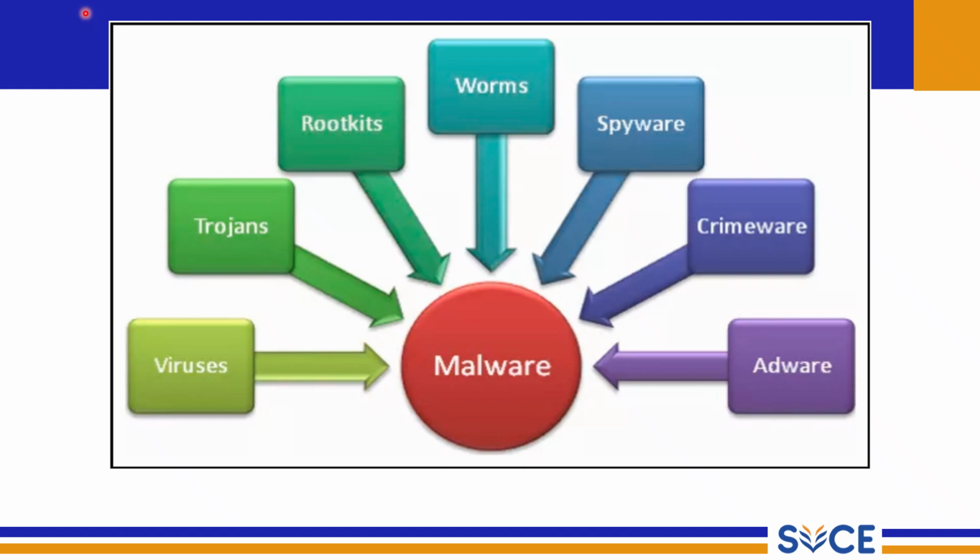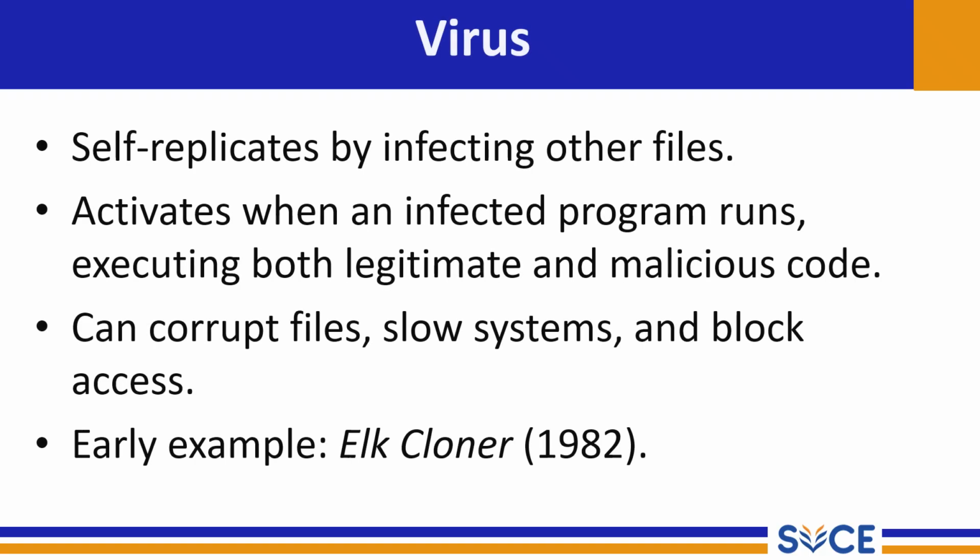So these are the malware types. First one is viruses, second one Trojan, third one rootkit, fourth one worms, fifth one spyware, sixth one crimeware, and last one is adware. Now let's see them one by one. So first of all, what is meant by virus?